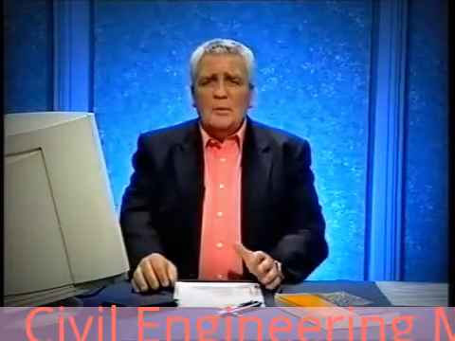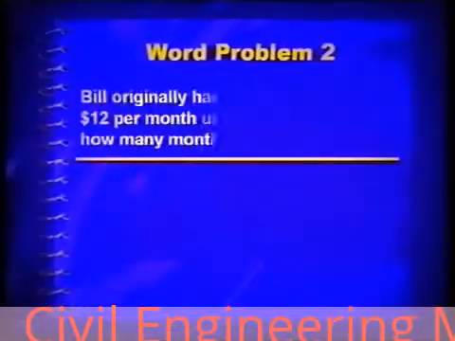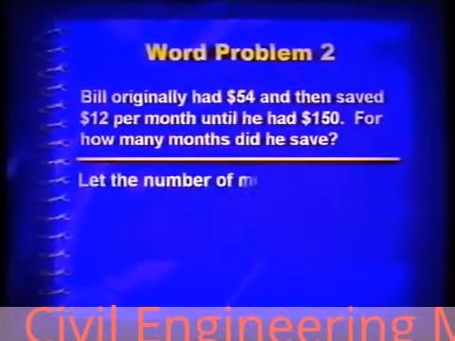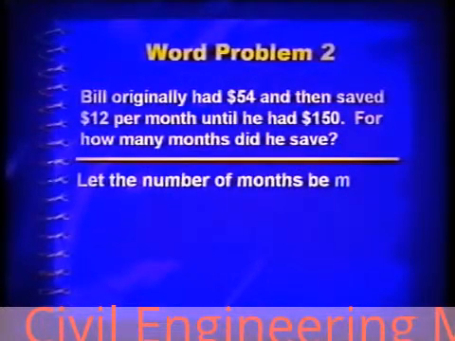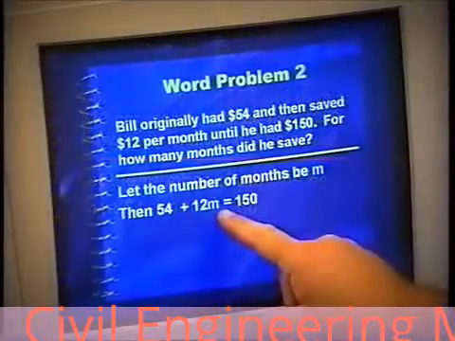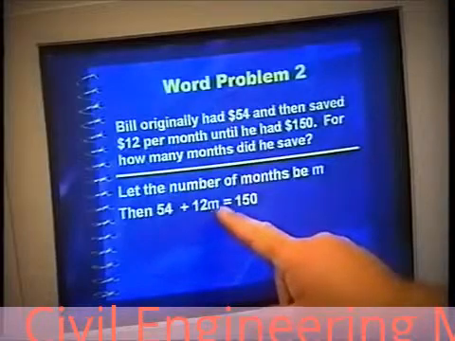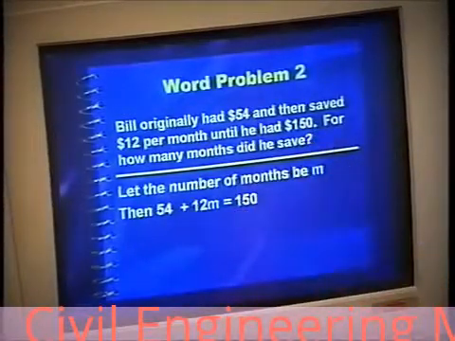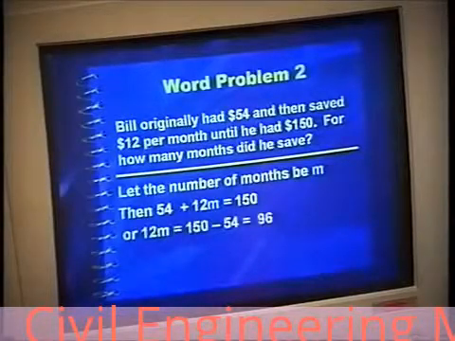The next problem is a little bit more difficult. Here Bill originally had $54 and saved $12 per month until he had $150. For how many months did he save? Well, we let the number of months be M, a logical letter. Then we get this equation, the $54 he had originally plus 12M, because every month he saves 12, so it's 12 times M, and the total he wants is 150. We get the linear equation.